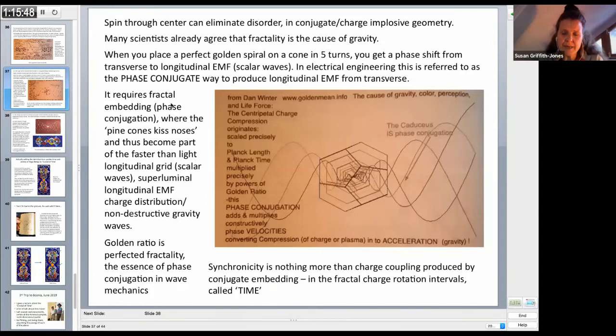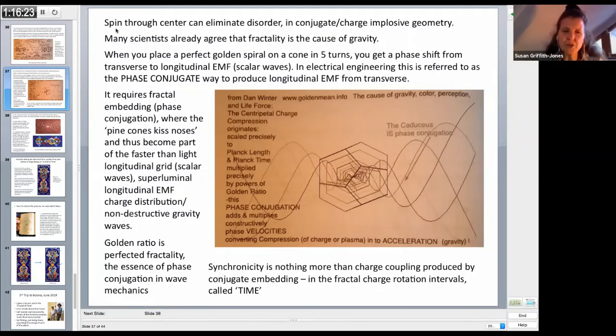So spin, here you can see in the picture the two waves coming into the center. And then, in fact, the shape that Dan was holding in the kitchen as I was stirring the dal soup, this is the dodecahedron shape, which is the centripetal force, which can take you through the center of the nucleus, basically. So spin through center can eliminate disorder in conjugate charge implosive geometry.